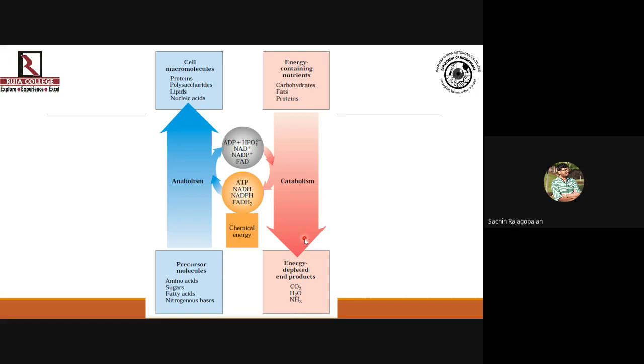So I hope that you all know what NAD, NADP, and FAD are. These all are categorized as coenzymes. When you talk about NAD, let me tell you that NAD is nicotinamide adenine dinucleotide. That's the full form of NAD. If you add a phosphate here, it becomes NADP.